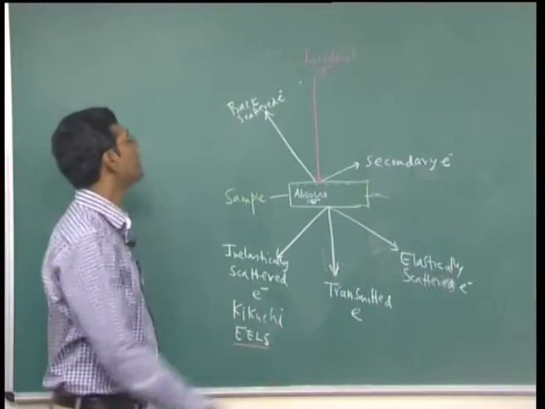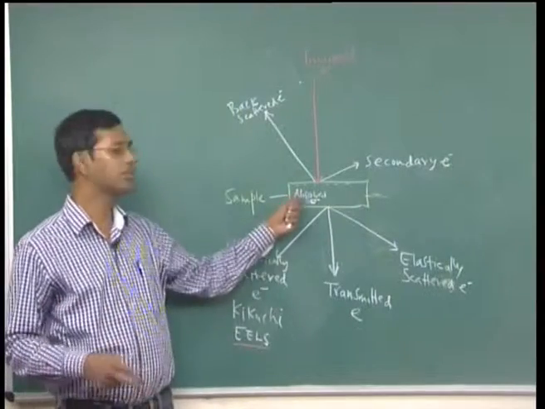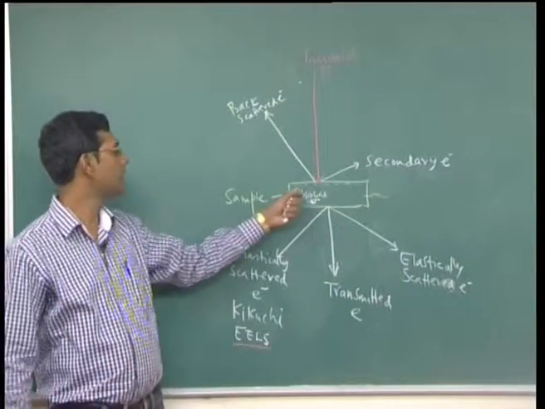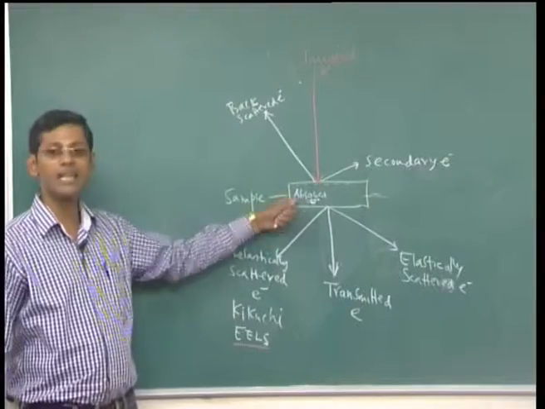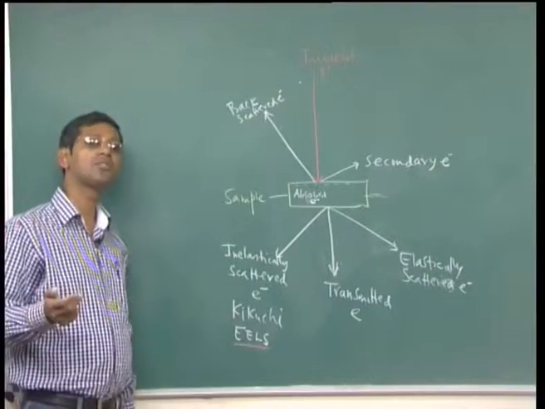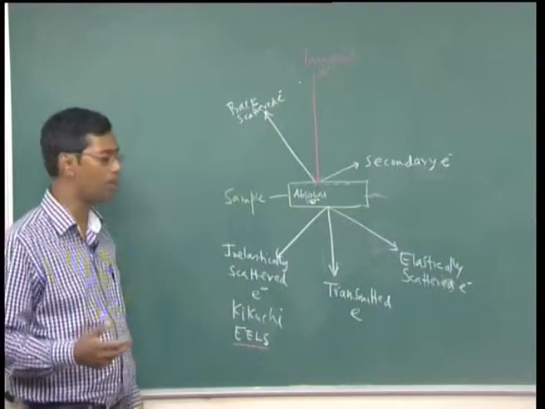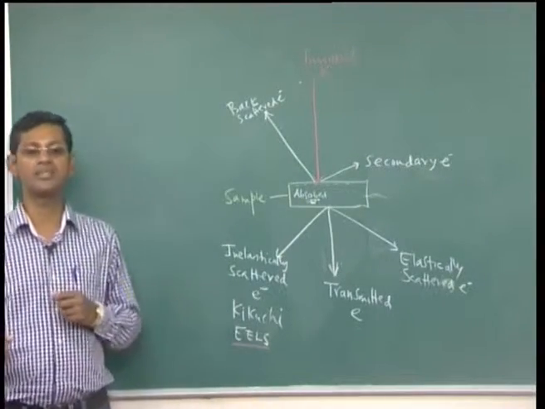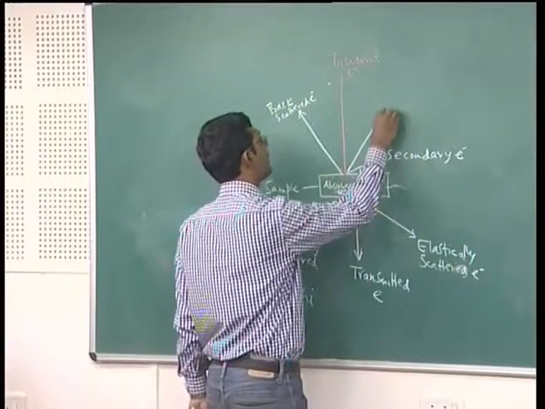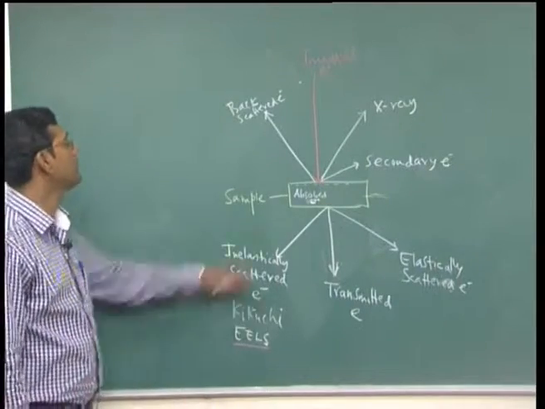Okay. Not only that, some of the incident electrons can actually eject electrons from the inner shells of the atoms in the sample, and once this ejection happens, an electron from the outer shell can jump into the inner shell which has become vacant. Because of this transition from the outer shell to the inner shell, the energy can be released in terms of X-rays. Therefore, we can have X-rays coming out because of the interaction between the incident beam and the sample.